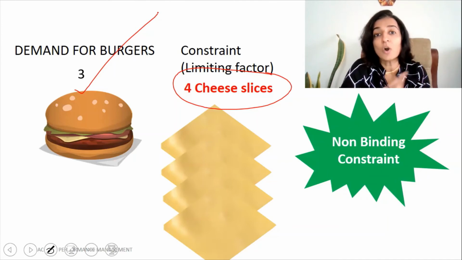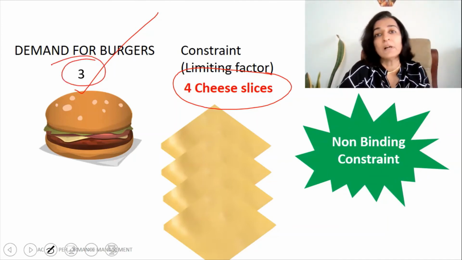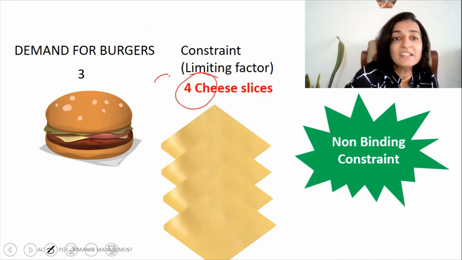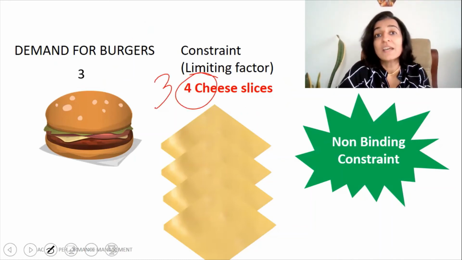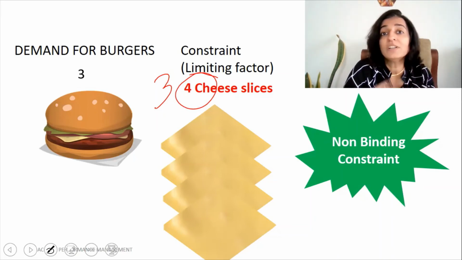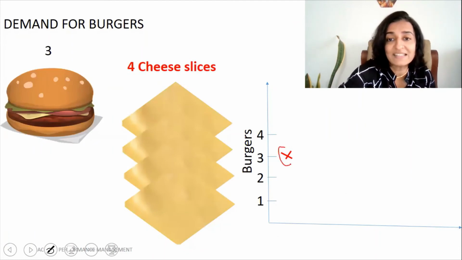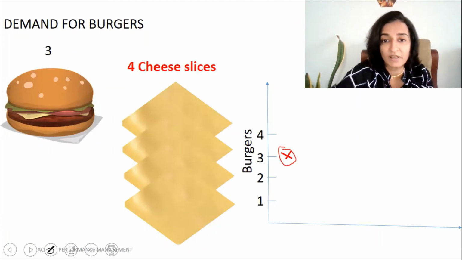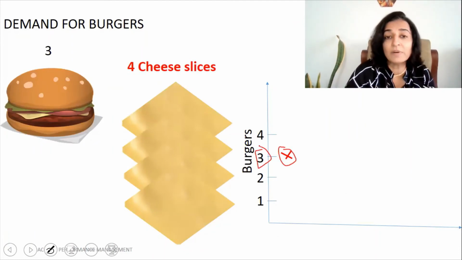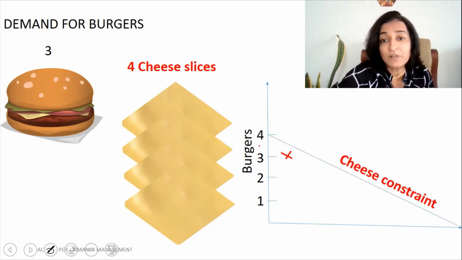Now, whenever it is a non-binding constraint, what happens? We will make only 3 burgers, which means that only 3 cheese slices will be used. There will be a balance of 1 cheese left. So when you draw the graph for the linear programming, it will appear like this. Suppose this is the optimum solution for the burger, that is, we are making 3 burgers. Then the cheese constraint will be above the optimum production plan.